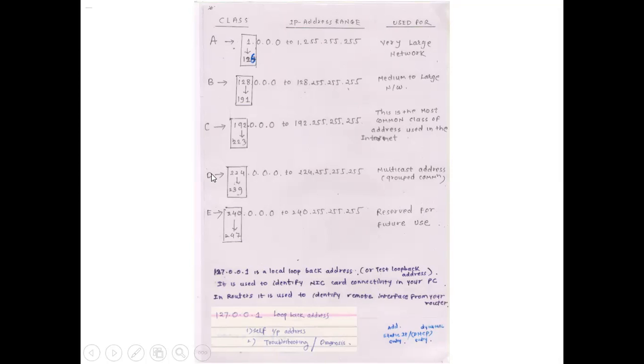Okay, up to 239 it is class D, and class E is 240 to 247. Please keep this in your mind. The range is 240.0.0.0 to 240.255.255.255.